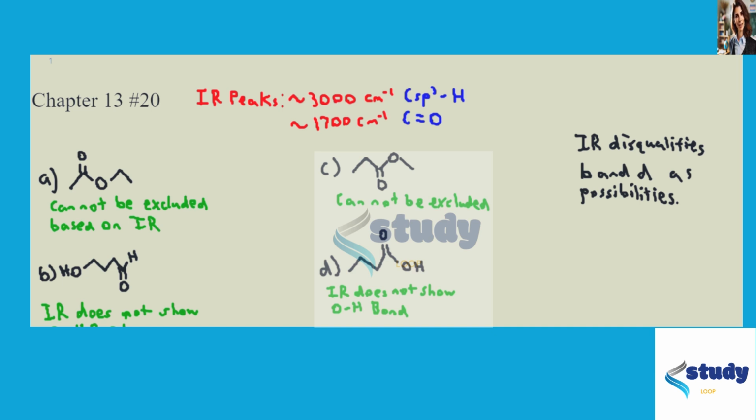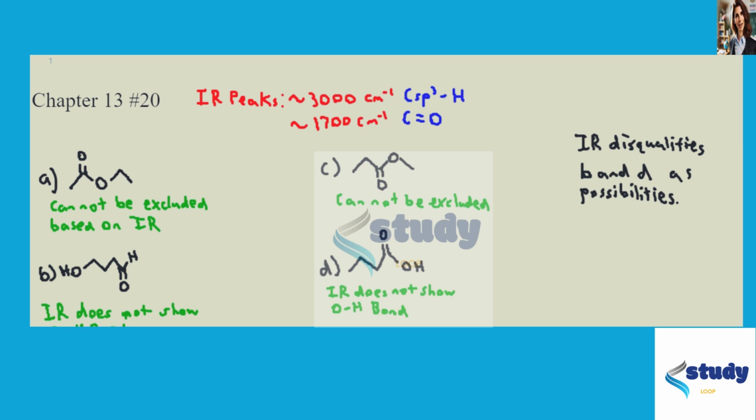The IR that we're given shows major peaks at roughly 3000 wave number, which corresponds to sp3 hybridized C-H bonds. The majority of molecules that we encounter in organic chemistry have sp3 C-H bonds in them, so that doesn't really tell us much. What does tell us a lot is the other peak, at roughly 1700 wave number, which corresponds to a carbon double bonded to an oxygen. Those are really the only major peaks of interest above 1500 in the IR that we're given.